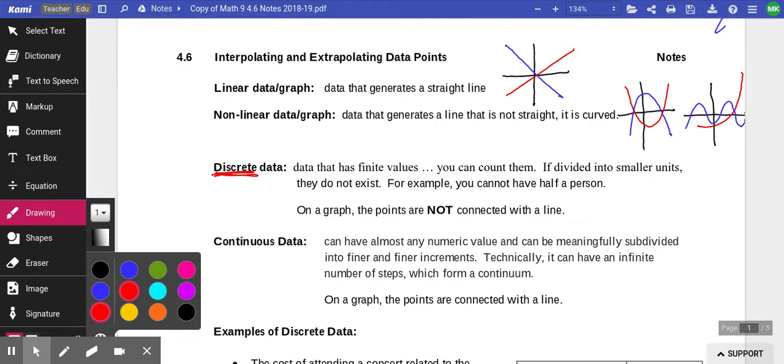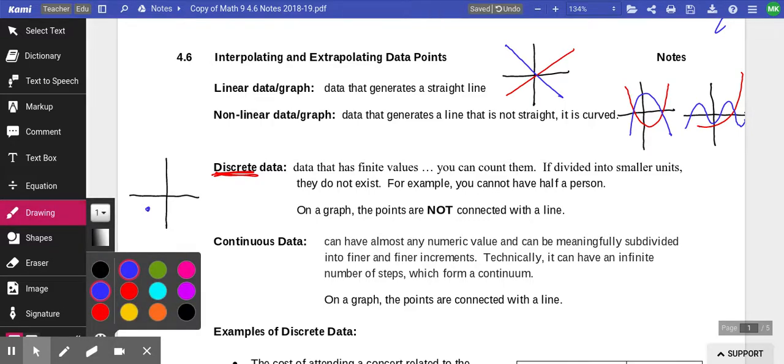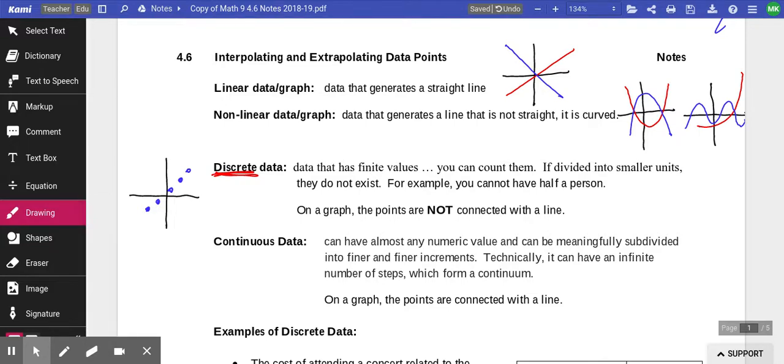Discrete data, when you graph it, looks like this. There's gaps in the data, right? So it goes from point to point to point to point. Continuous data is what we've done a lot of work with. Continuous data creates straight lines like that. Everything's connected.